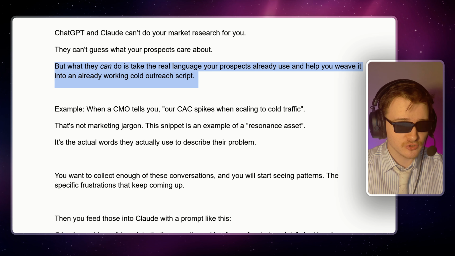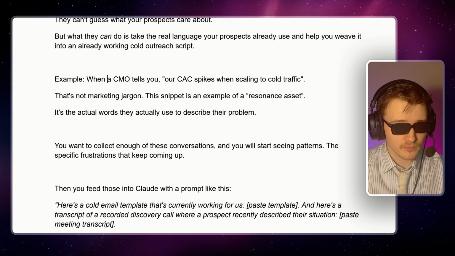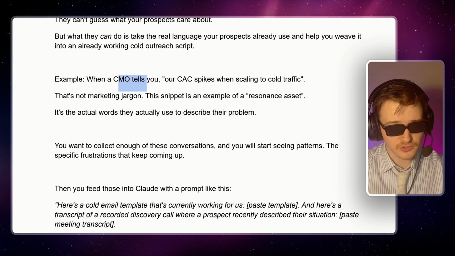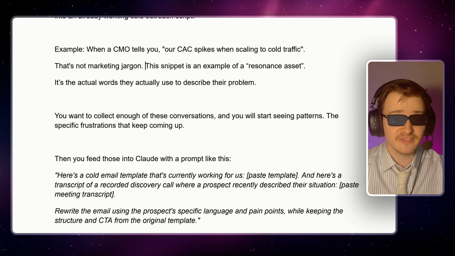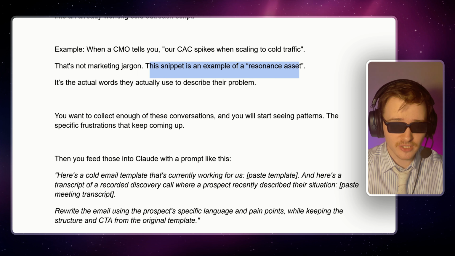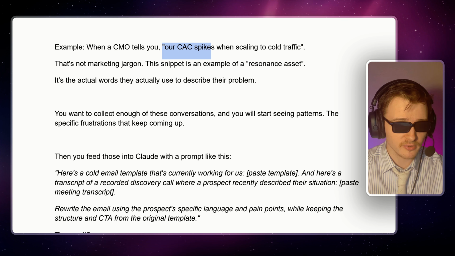For example, let's say you've got a recorded transcript of a call where a CMO tells you, hey, CAC spikes when scaling to cold traffic. Let's say they want you to run ads. That's not just some weird marketing jargon. This is a snippet that is an example of a resonance asset. These are the actual words they use to describe the problem.